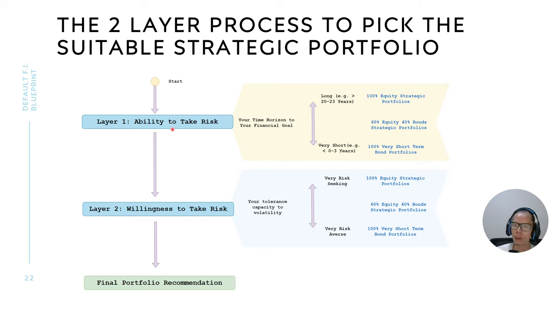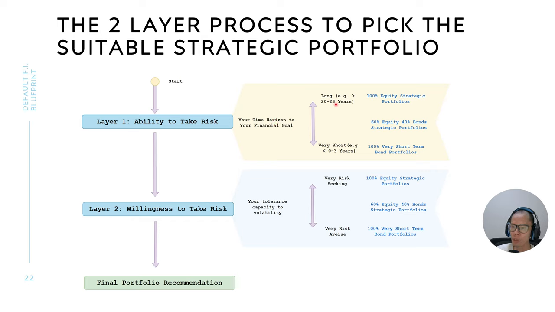The first one is the ability to take risk. Ability to take risk is whether you have enough resources to be in an asset class such as equity that can be volatile, and that at a certain point can have an outcome that is not what you expect. Okay, and a large part of the resources, not just having enough emergency fund, is actually your time. Whether you have enough time for all this volatility to work itself out.